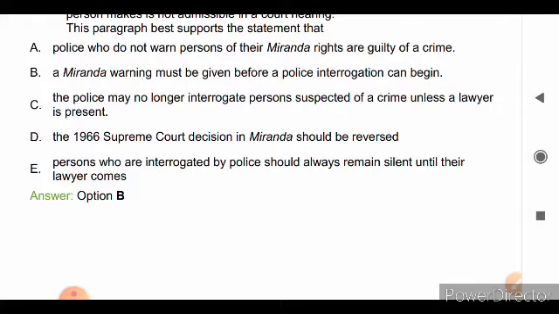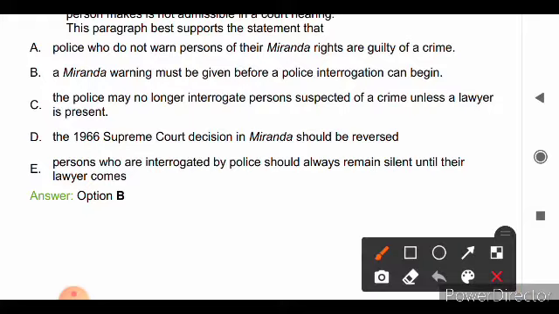A Miranda warning must be given before a police interrogation can begin. Option C is the police may no longer interrogate a person suspected of a crime unless a lawyer is present. Option D is the 1966 Supreme Court decision in Miranda should be reversed. Option E is persons who are interrogated by police should always remain silent until their lawyer comes. So the right answer of this question is option B.